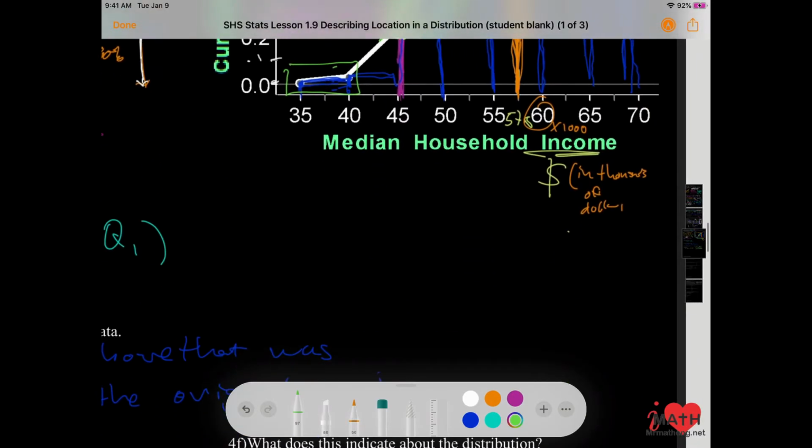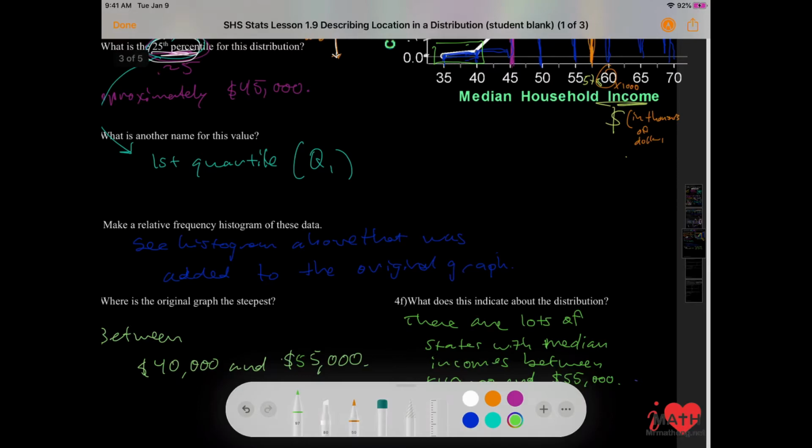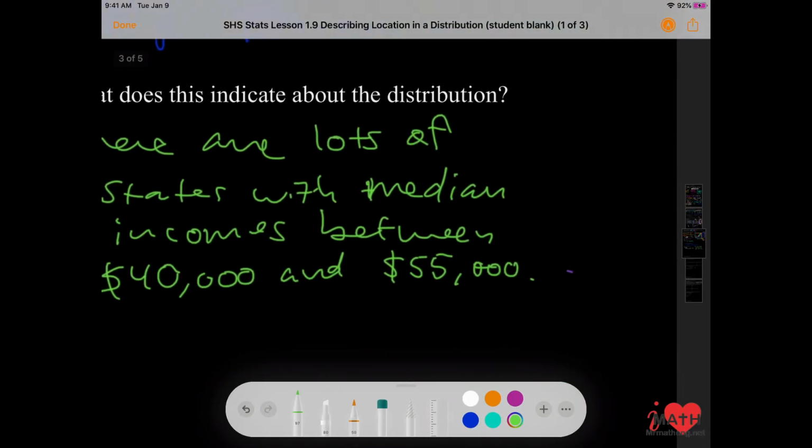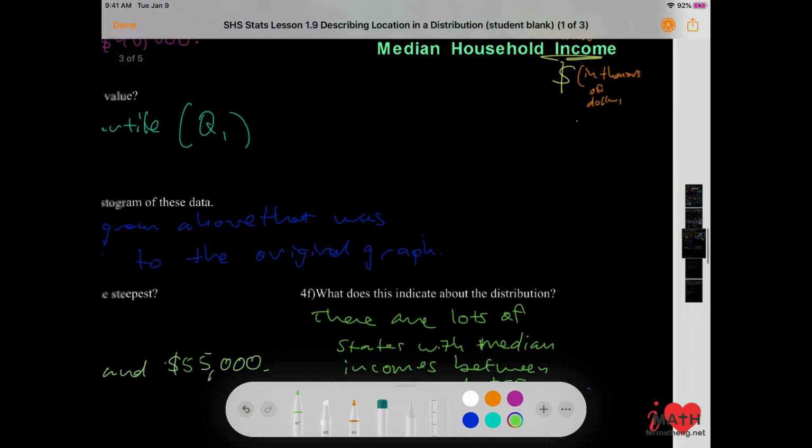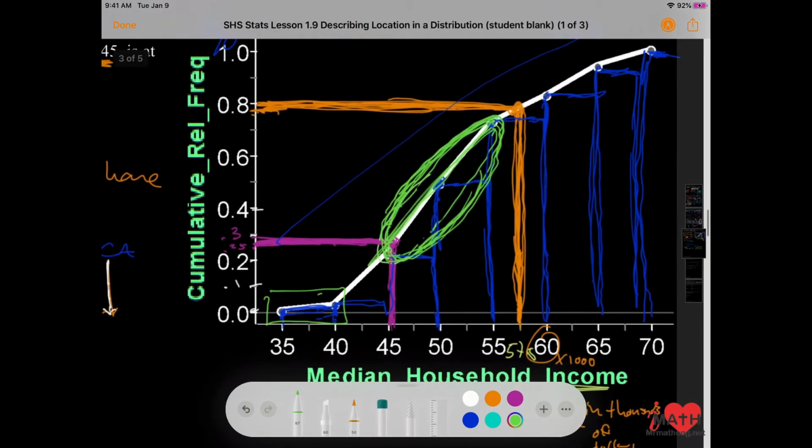And then the next question says, what does this indicate about the distribution? There are lots of states with median incomes between 40,000 and 55,000. So if the data climbs really fast, that means there's a lot of states there.